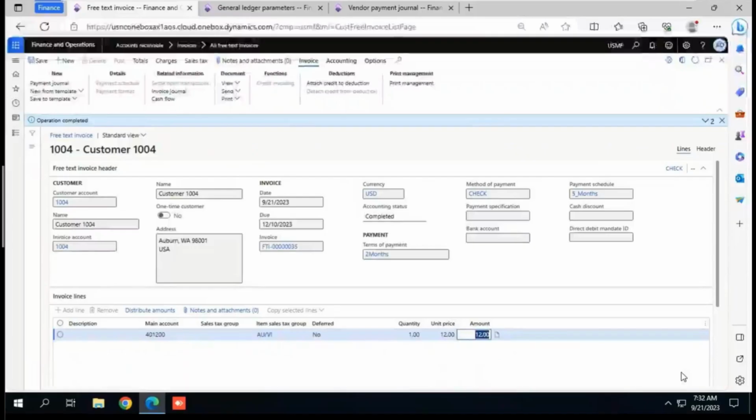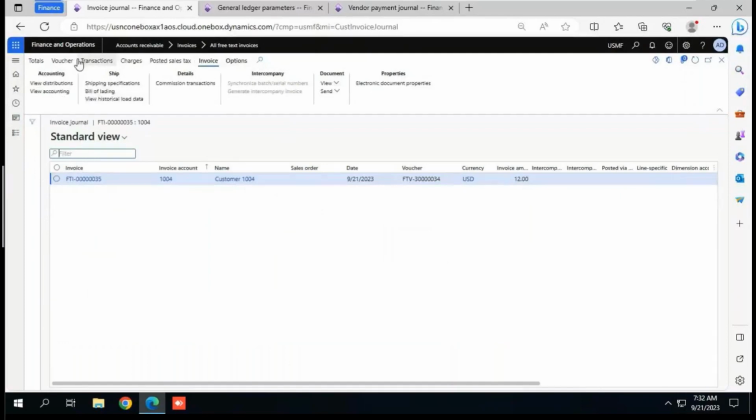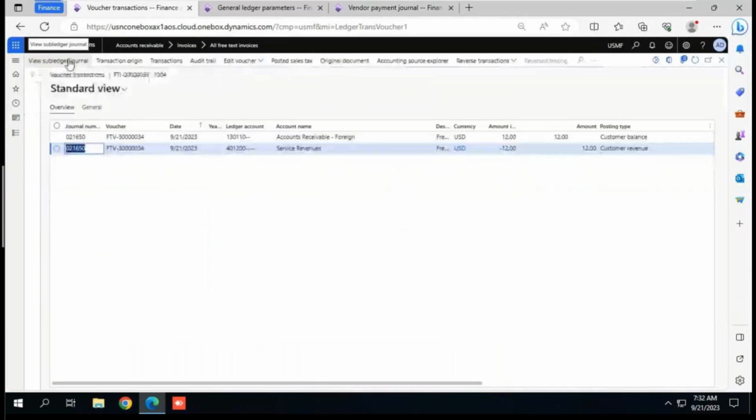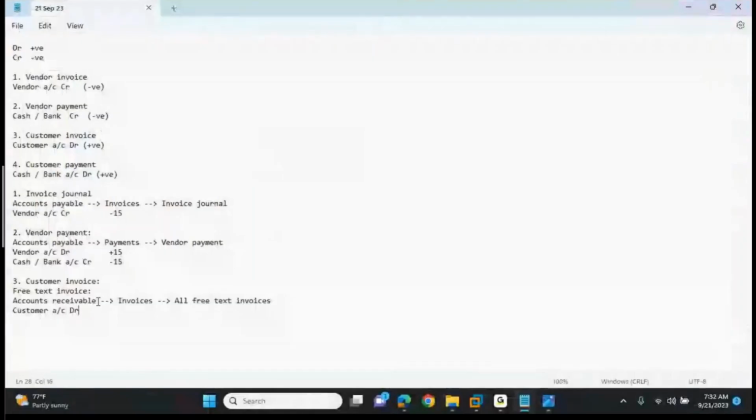Now if you verify the voucher, invoice journal, voucher, customer balance will be debited. Customer account will be debited. This is customer invoice. There are different ways we can do invoicing. One of the ways we can do. Any questions, any doubts till now?